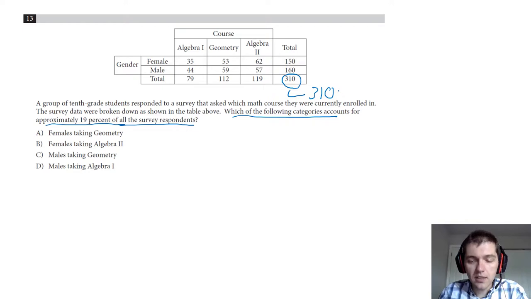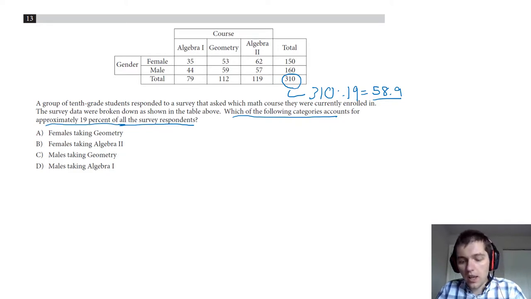multiply it by 19%, 0.19, and this is the calculator section, so plug that into your calculator and you'll end up with 58.9. So next, take a look at the chart and ask which number here is closest to 58.9, effectively 59. And what you'll see is that males taking geometry make up that 19%, that 59 number. So males taking geometry, C, is an answer choice, and that is the correct answer.